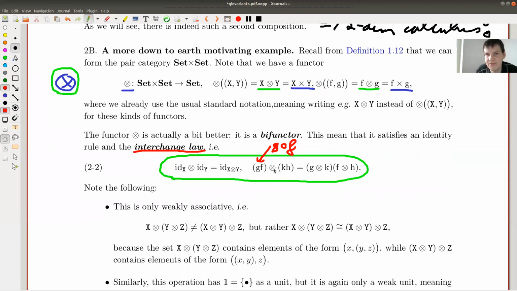GF tensor KH is G tensor K composed with F tensor H. It's compatibility between the two operations, composition and tensor product. And this is, as I said, compatibility.